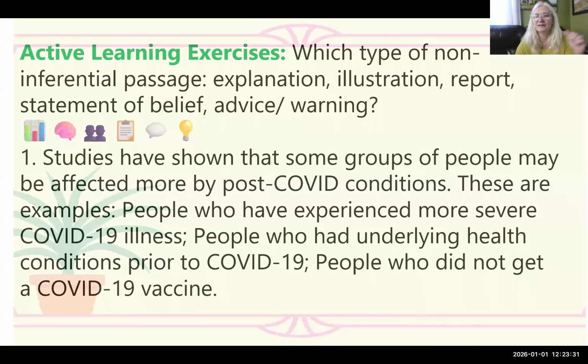Okay, so now I want you to go through, is this an explanation? Is it a report? Is it an illustration? Is it a statement of belief? Or is it an advice or warning? 1, studies have shown that some groups of people may be affected more by post-COVID conditions. These are examples: people who have experienced more severe COVID-19 illness, people who had underlying health conditions prior to COVID-19, and people who did not get a COVID-19 vaccine. So which type of non-inferential passage is this? Next.